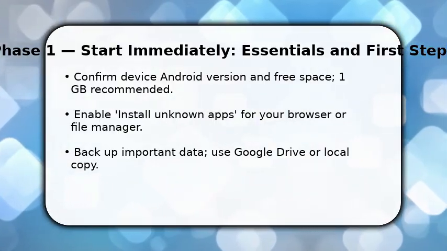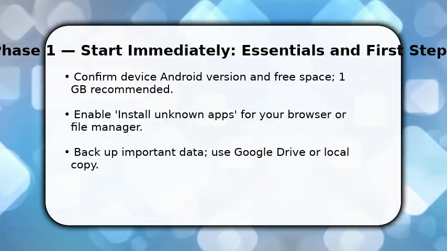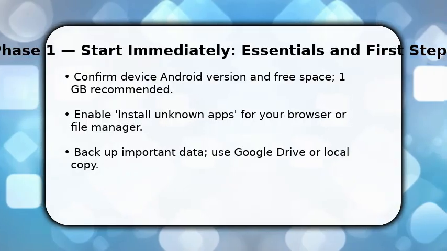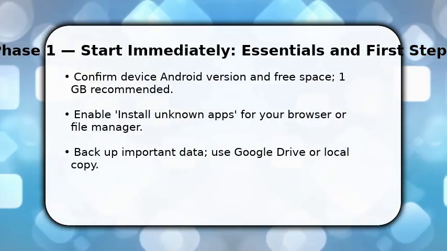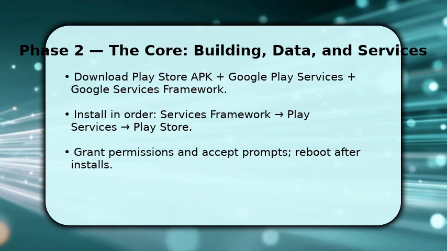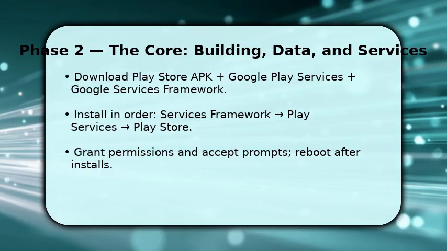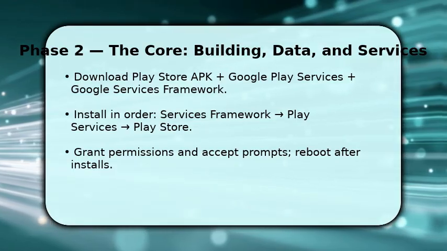Now, open your browser and search for the Play Store APK name. Choose a recent build. You're already in motion. The next slide shows the download and safe install steps. You'll download 3 APKs: Google Services Framework, Play Services, and the Play Store itself. Each has a specific job, so order matters.